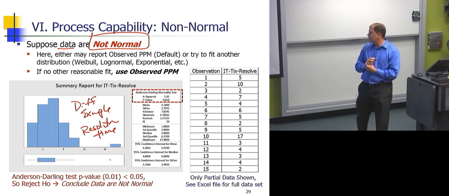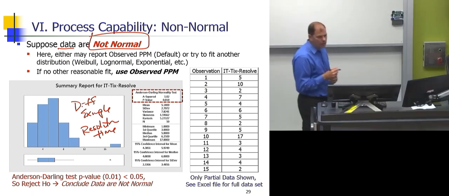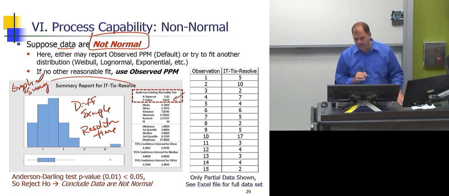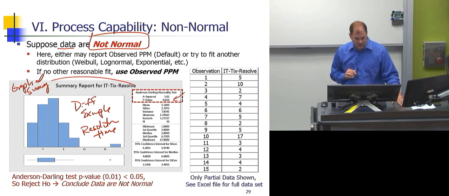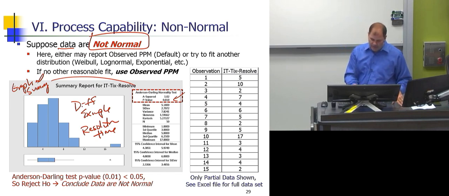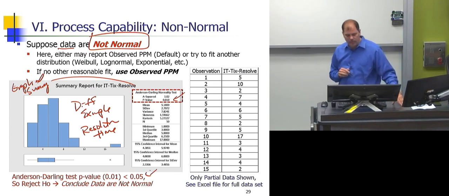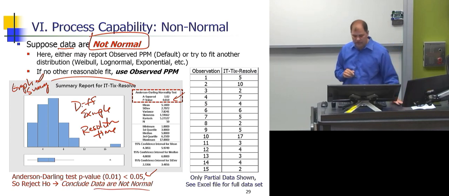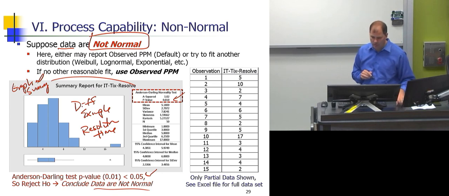And we could go through this, and we could look at this distribution, and I could do a graphical summary. This is the graphical summary tool, or any tool in Minitab that gives me the normality test. And in this case, my normality test has a 0.01 p-value, which is less than 0.05, and I'm going to conclude the data are not normal.